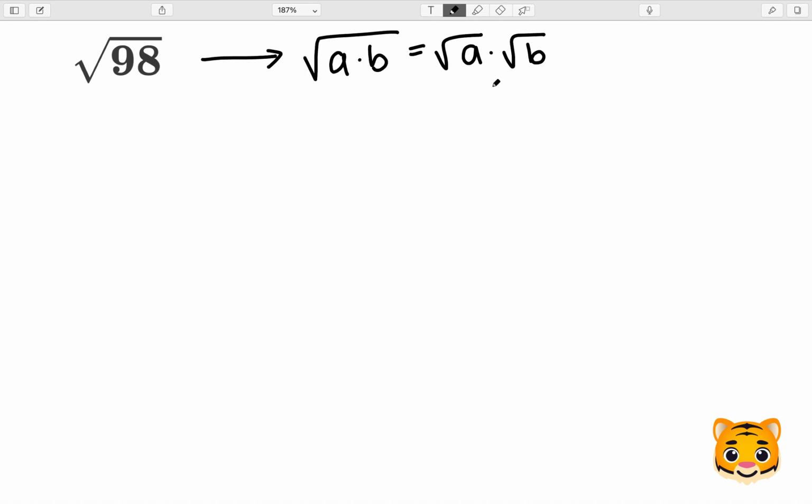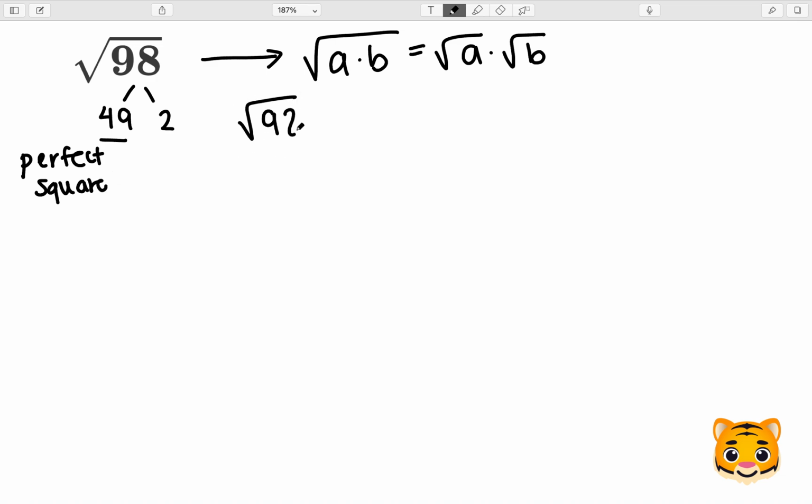In order to do this with the square root of 98, we first need to look at perfect squares of 98 that exist in the factors. So if we take a look at some of the factors of 98, we get 49 and 2. We can use 49 because 49 is a perfect square, which will help us in simplifying in the future.